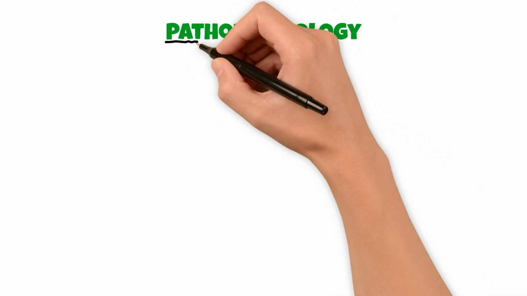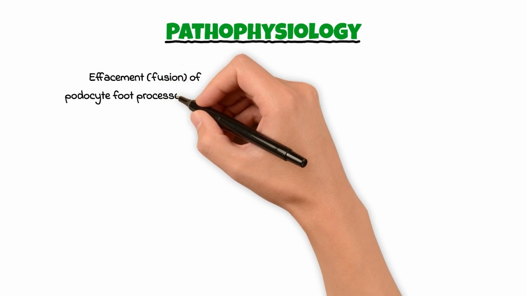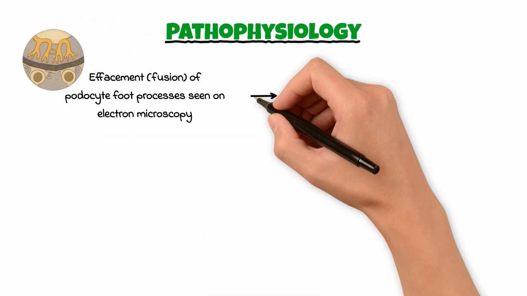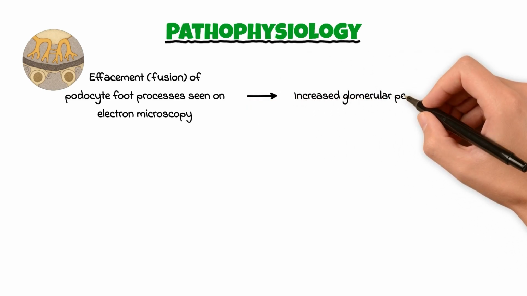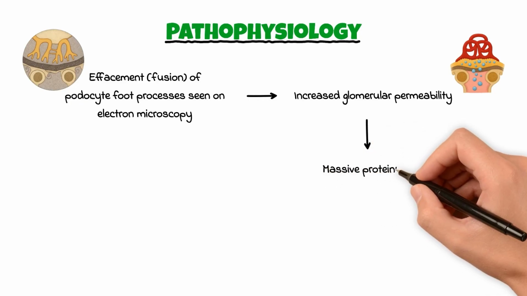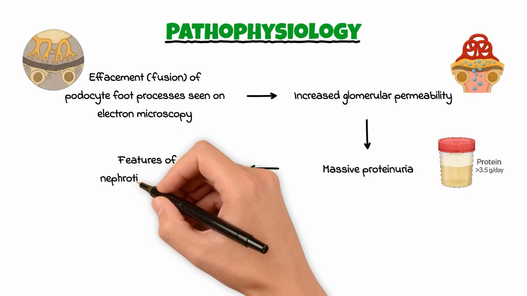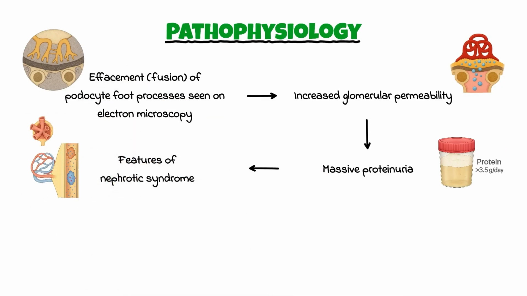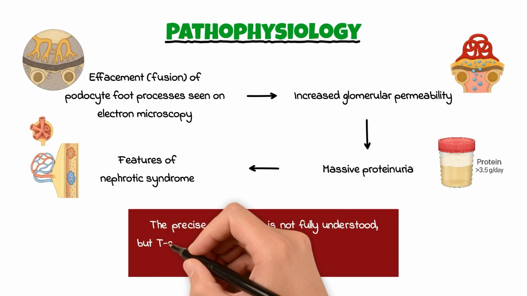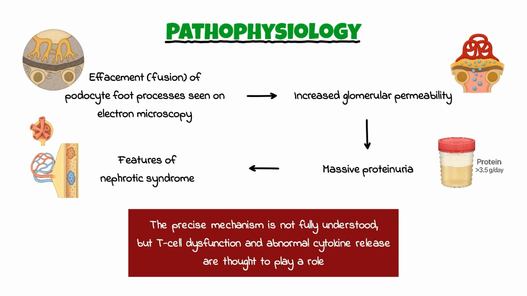Pathophysiology. Effacement, fusion, of podocyte foot processes seen on electron microscopy. Increased glomerular permeability leads to massive proteinuria and the features of nephrotic syndrome. The precise mechanism is not fully understood, but T-cell dysfunction and abnormal cytokine release are thought to play a role.